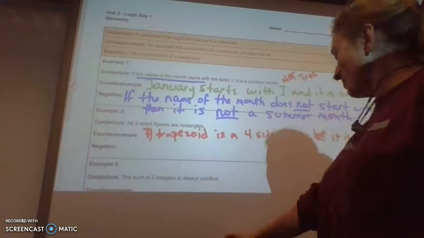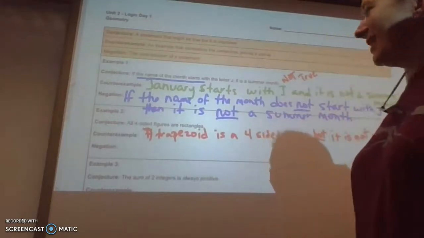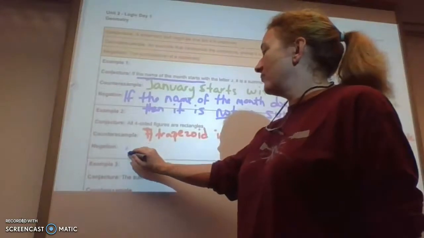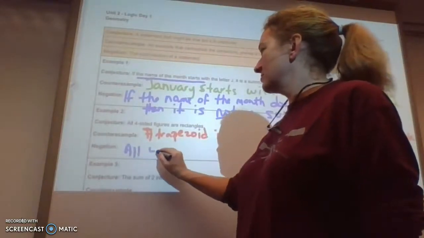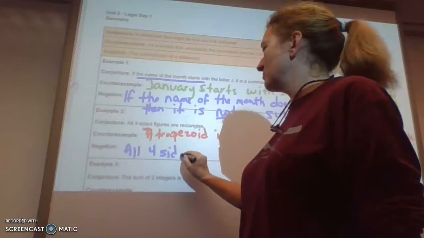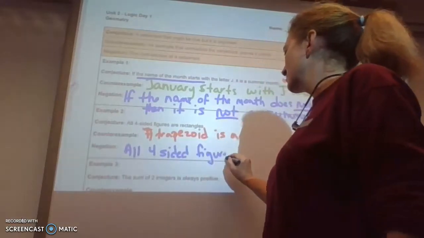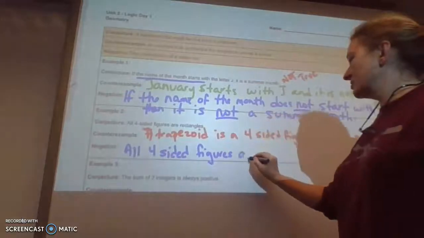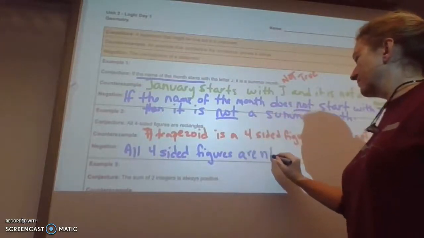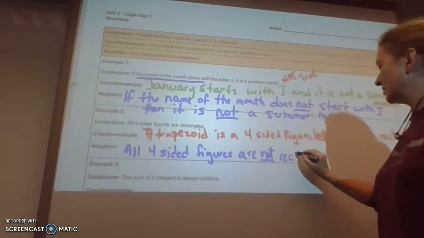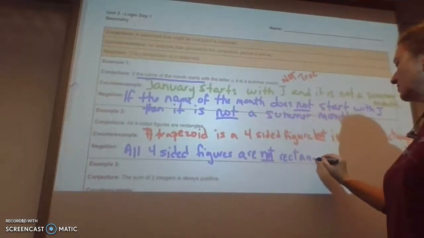Ooh, pick me. I'm going to do the negation. Would you like to do the negation? Can I please? Please do. So, would I say all four-sided figures are not rectangles? The word not is in there. That makes it negative, correct? Right. We're trying to be negative when we are negating.